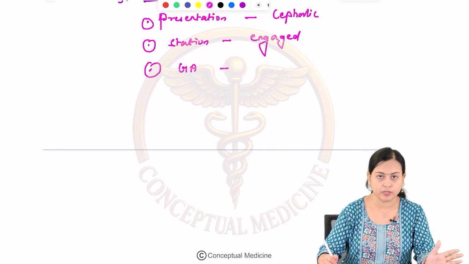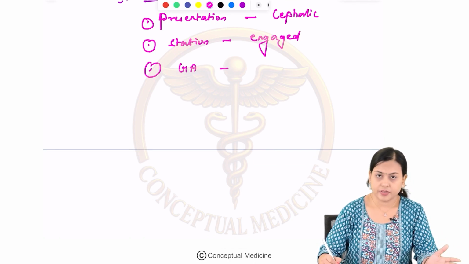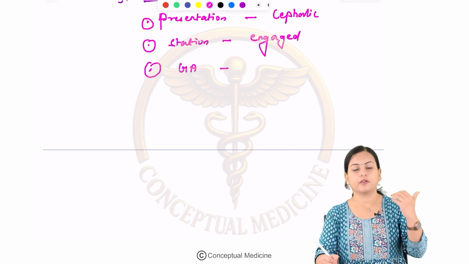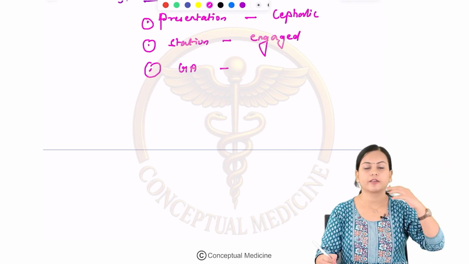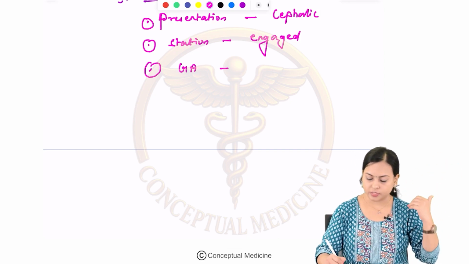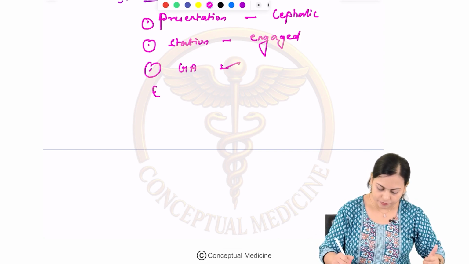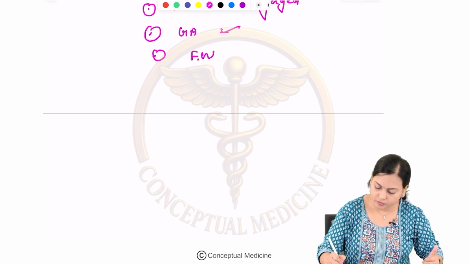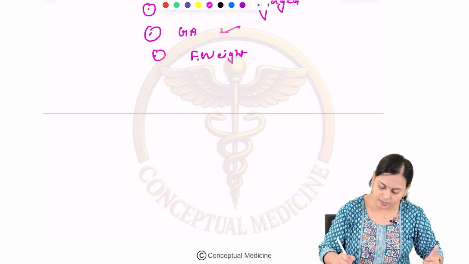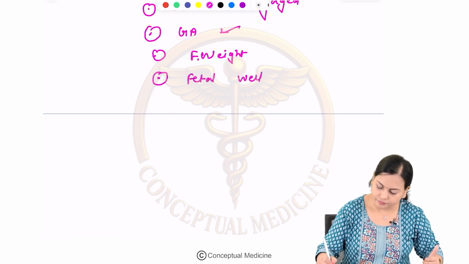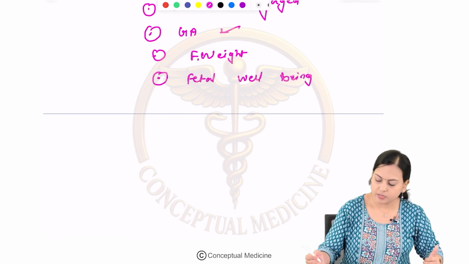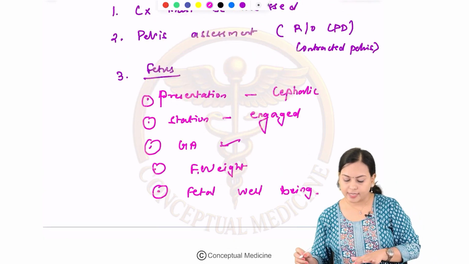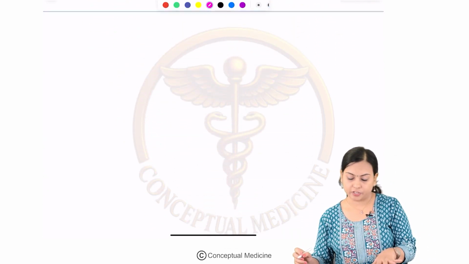Mostly, you have to do it after 37 weeks, or ideally however much prolongation of intrauterine life you can give, you have to give, okay? So, gestational age has to be assessed. Then, you have to assess the fetal weight also, very, very important, okay? You have to assess the fetal weight. Then, you have to assess the fetal well-being as well, right? So, all these factors have to be assessed before starting labor induction.